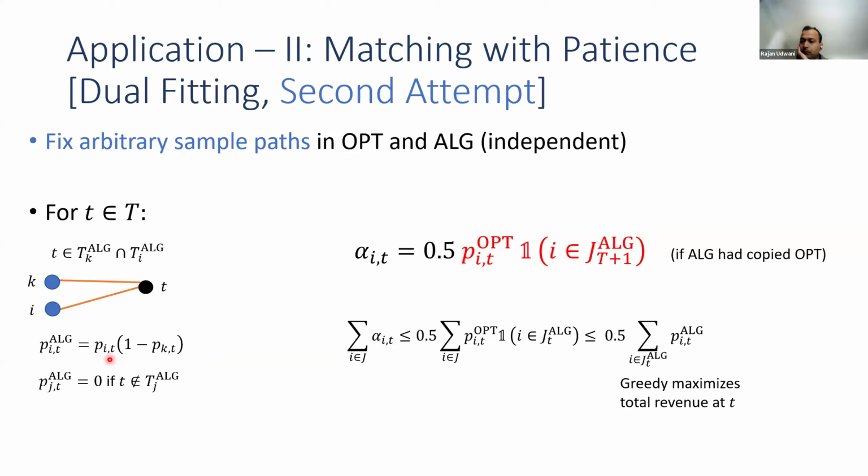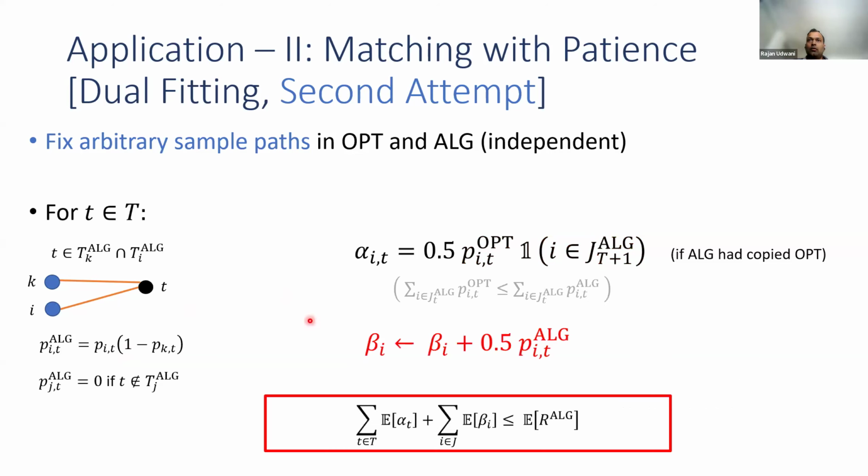Other questions? All right. So the beta will be set the same way as before, in the sense that we'll just update the beta, add 0.5 times whatever revenue ALG makes at T from resource I. Once again, if I sum up everything, the total sum of the duals in expectation is not going to exceed the overall reward of ALG, where now I have an inequality instead of an equality because I'm setting these alphas in a different way.